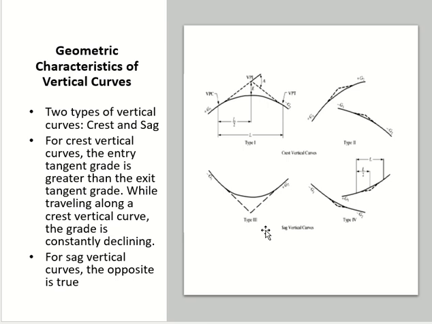+2 to +4, sag. Going from lower to higher, sag. And -2 to -4, crest. -2 is higher. When the minus comes, it becomes lower. Got it? Yes. Sure.